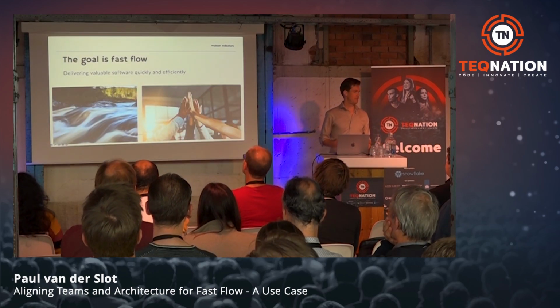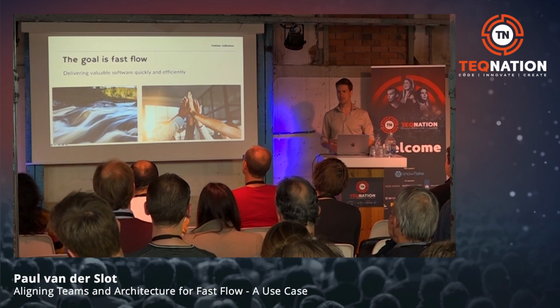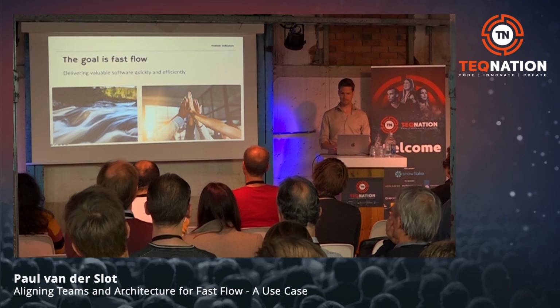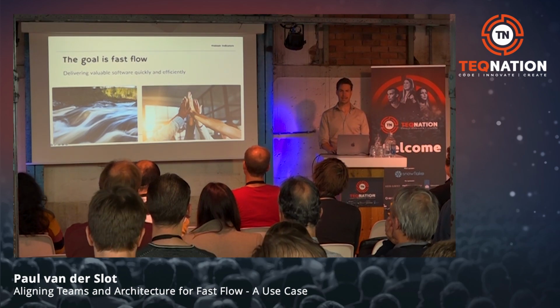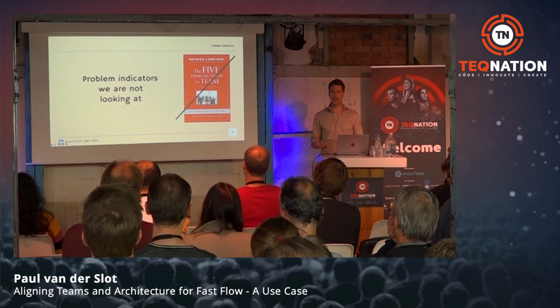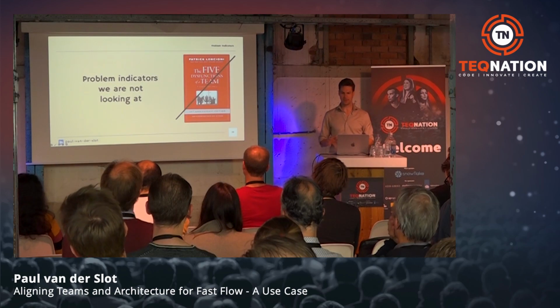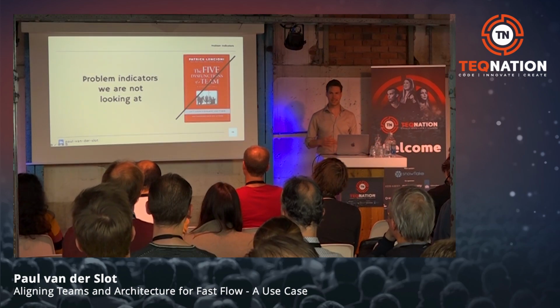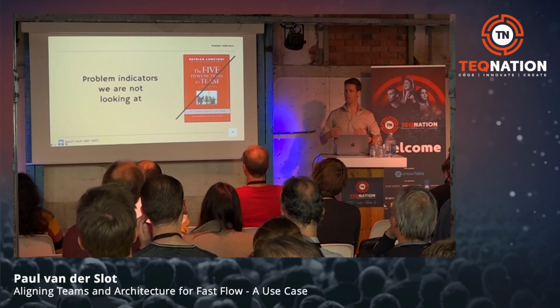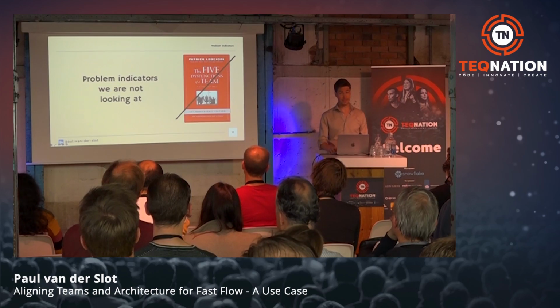Well, the goal is fast flow. So what we want to achieve is delivering valuable software quickly and efficiently. And the problem indicators are also related to that. So the scope here is alignment of teams and architecture. So we're not looking at dysfunction of teams or things like that. We're talking about well-functioning, sustainable teams that encounter problems outside of their scope.